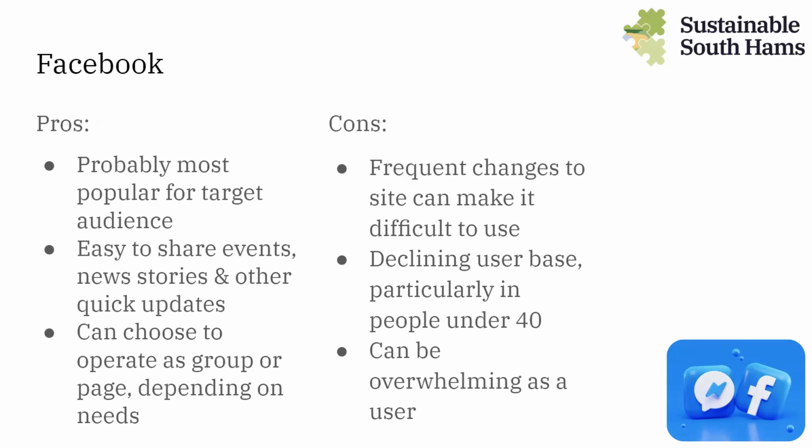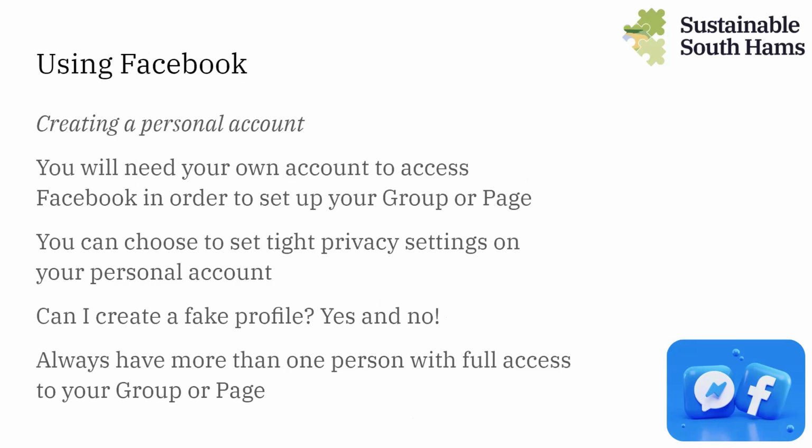So you might find that people find it a little bit difficult to use regularly. So if you're using Facebook, the first thing you need to do is create a personal account. You have to have your own account to access Facebook in order to set up a group or a page. You can choose to set really tight privacy settings on your personal account. So you can choose to hide all of your activities, all your personal details, all of that stuff. But you do have to have some kind of personal account in order to then create a group or page.